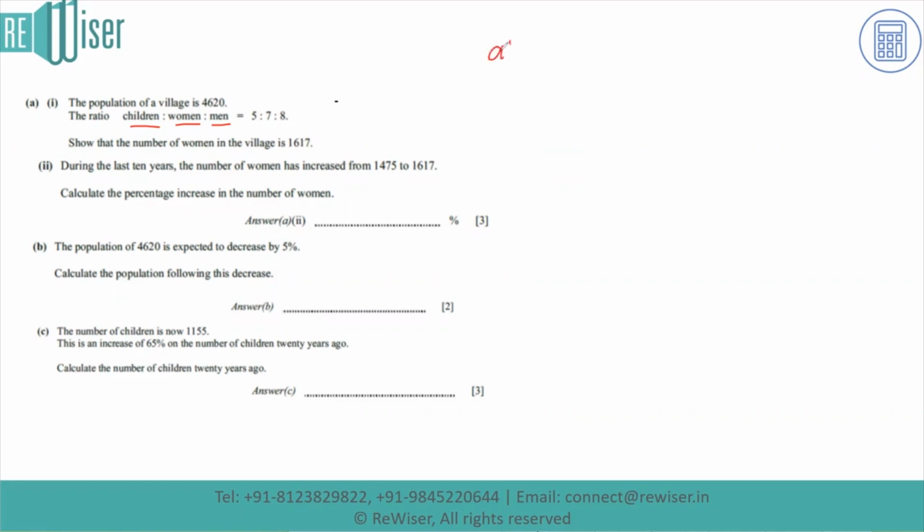For part A 1, whenever we need to find the number of women and the total number of people in the village is given, we have to follow this ratio. So here the number of women will be equal to the ratio for women, which is 7, divided by the total ratio. The total ratio is basically 5 plus 7 plus 8, so 5 plus 7 plus 8 is 20.